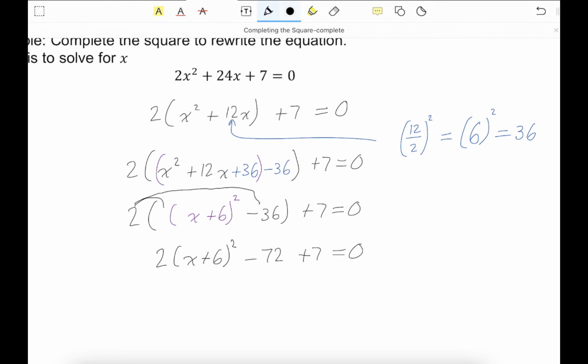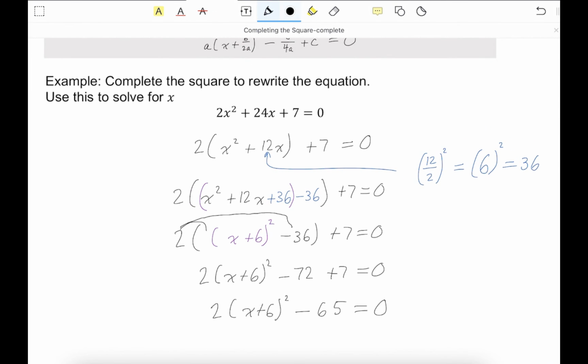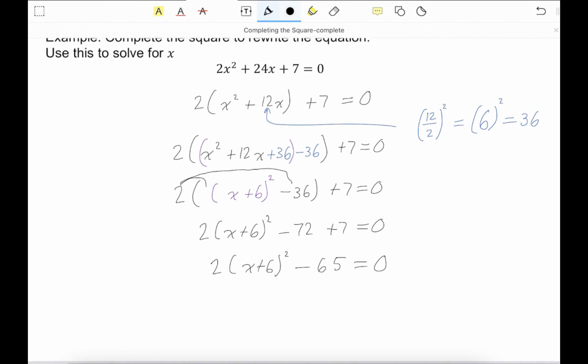I then just simplify the 7 minus 72. Just to double check, it should give me negative 65. So I have 2 times x plus 6 squared minus 65 equals 0. And we've successfully completed the square now. So that's the step where we've completed the square and we've simplified. Now we'll use this to solve for x.